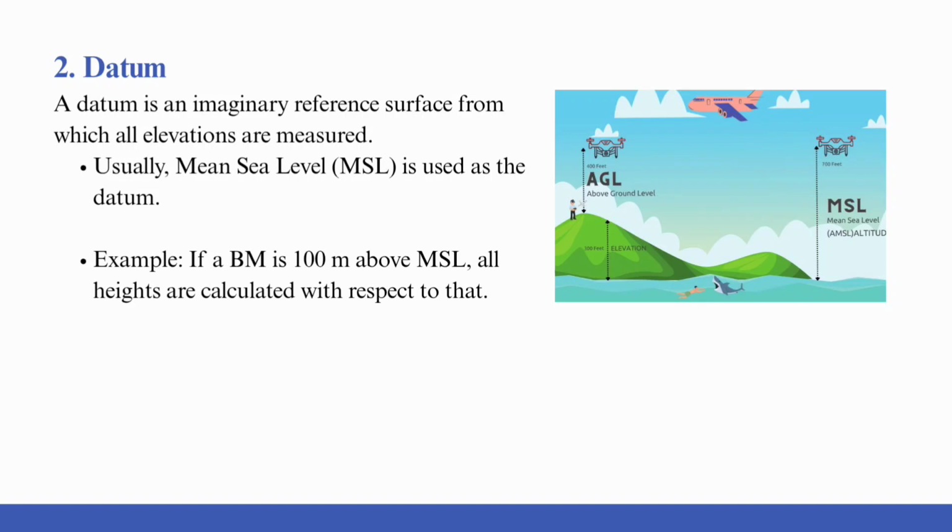Now the next terminology is datum. Datum means zero reference level. A datum is an imaginary reference surface from which all the elevations are measured, and usually mean sea level is taken as the datum. For example, if the benchmark is 100 meters above the mean sea level, all the heights are calculated with respect to that.